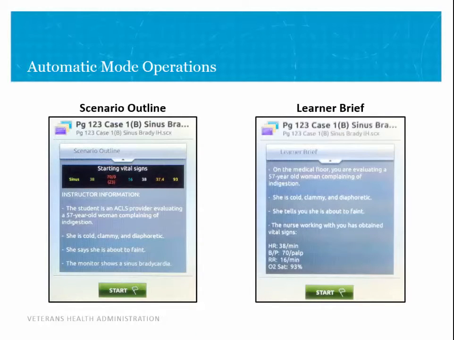Selecting the scenario outline will open up and give you the information as the instructor. The scenario outline expands and gives the instructor information for scenario-specific events, as well as standardized questions with answers for algorithm review prior to the learner showing their skills. The learner brief provides the student information they need before they actually commence the scenario. Then you'll select the Start button at the bottom.